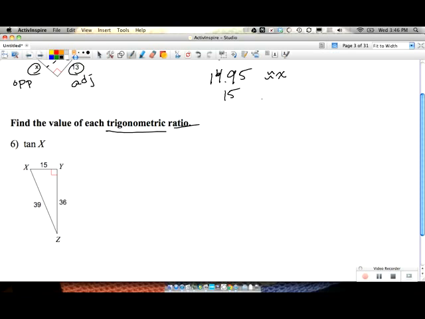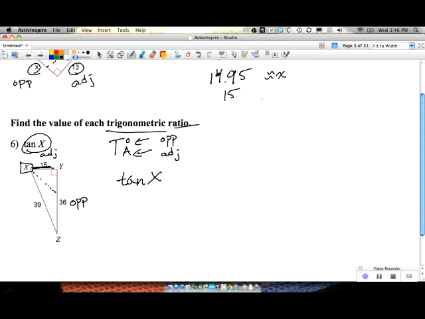Find the value of each trigonometric ratio. You do not even need a calculator for this. It says tangent of x. That means we're using x here. And tangent, as we remember, is going to be the opposite side over the adjacent side. So if I look at x, the opposite side is going to be here, and the adjacent side is going to be here, the 15.